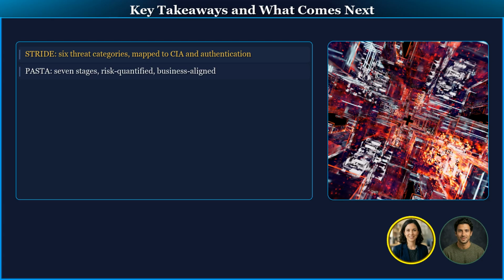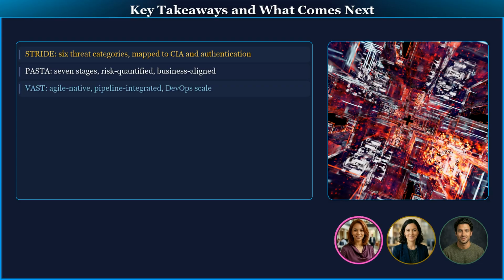STRIDE gives you 6 threat categories that map directly to the CIA triad failures. PASTA gives you a 7-stage business-aligned risk quantification process. VAST gives you the Agile native version that fits sprint cycles and CI/CD pipelines, the tool you reach for when your team ships every 2 weeks and cannot afford a week-long design review.